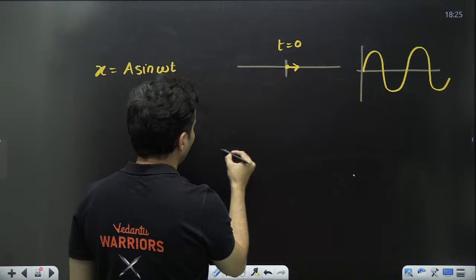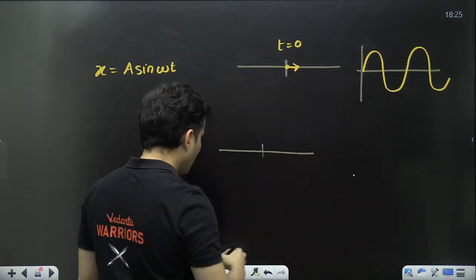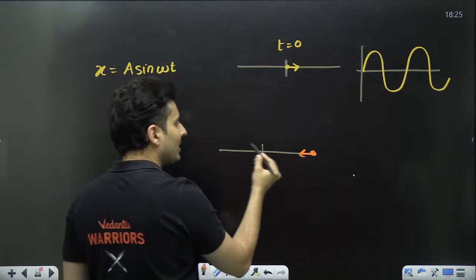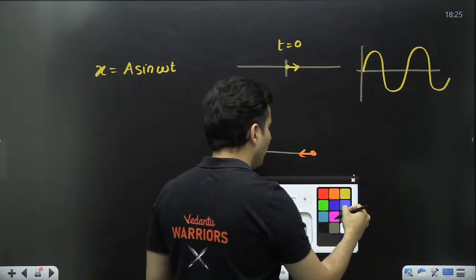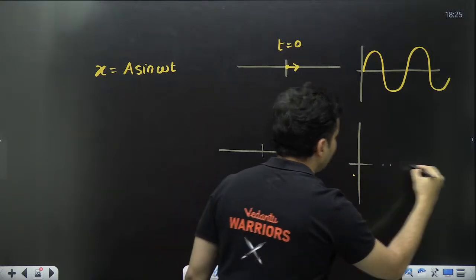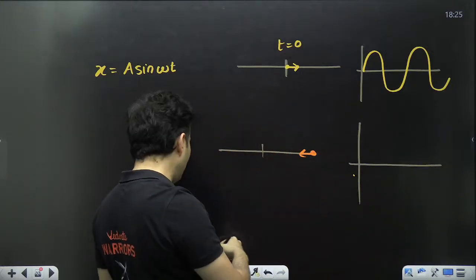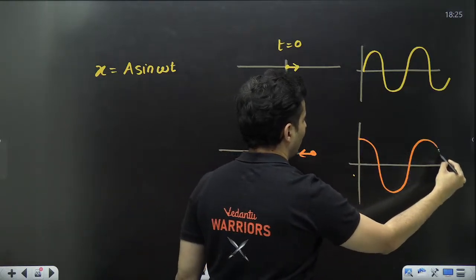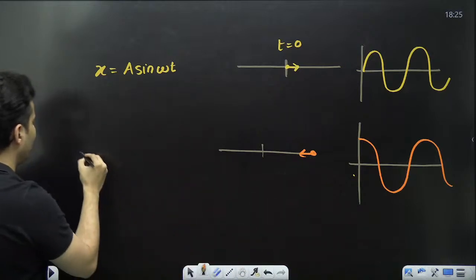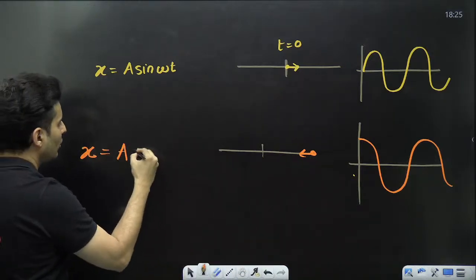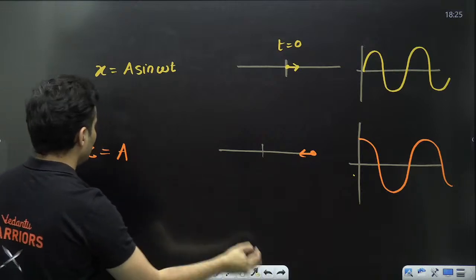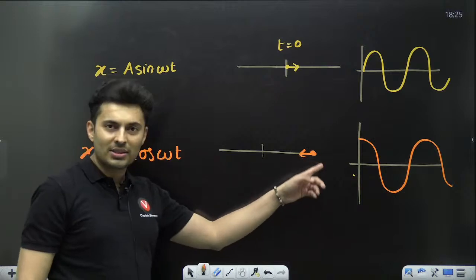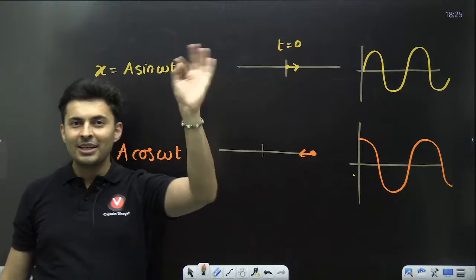But in certain situations, it might so happen that you are starting only from here, from the extreme. You go to the mean, go to the extreme and go here. Because you are already at the extreme, that means the maximum value, you will start from the maximum value and go down and up like this. So which kind of graph will that be? It will be a cosine graph. So use a cos omega t preferably. If you are starting from here, use a cos. If you are starting from here, use a sine. Do you see the difference?